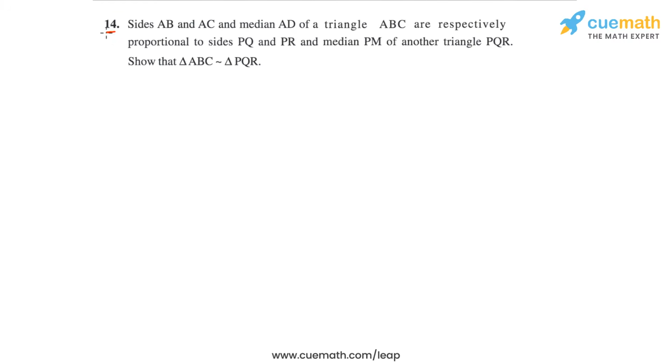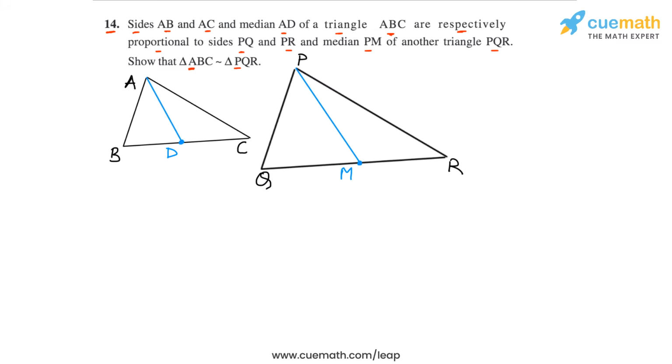Question 14 is one of the most interesting problems of this exercise. Here's what it says. Sides AB and AC and median AD of a triangle ABC are respectively proportional to sides PQ and PR and median PM of another triangle PQR, and we have to show that triangle ABC is similar to triangle PQR. So let me show you a figure that I've drawn for this information that's given to us.